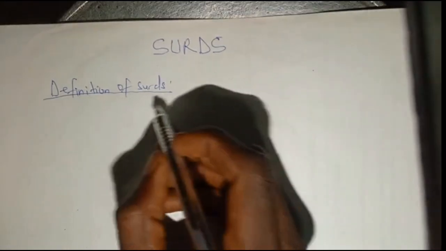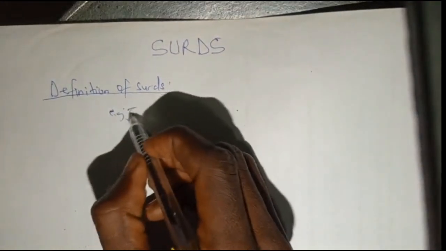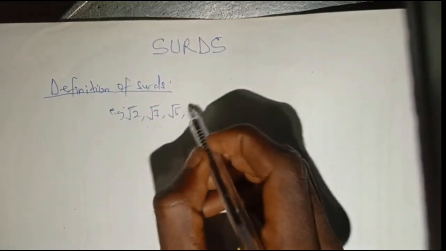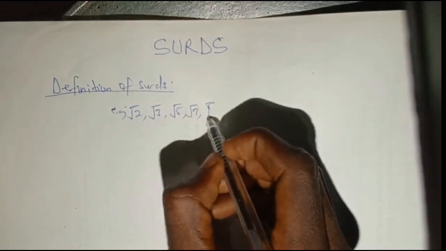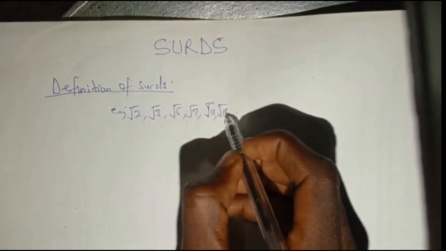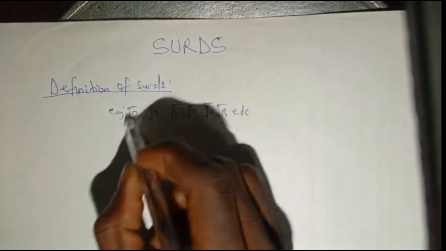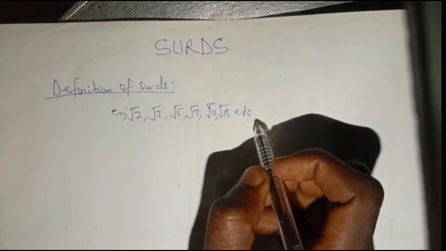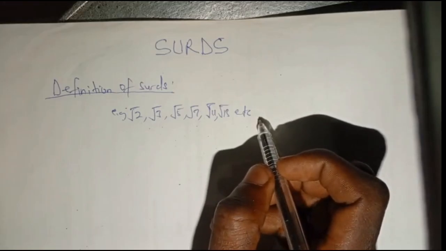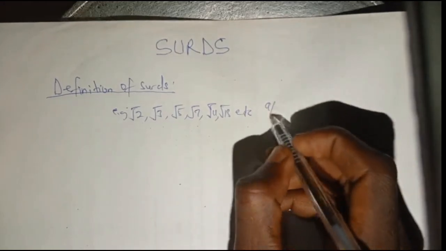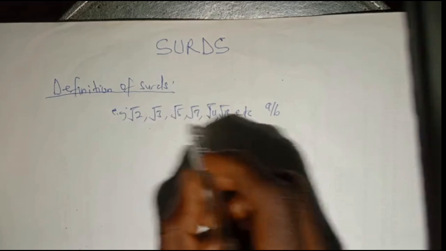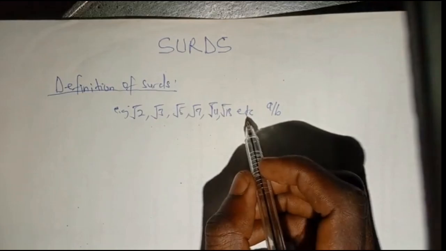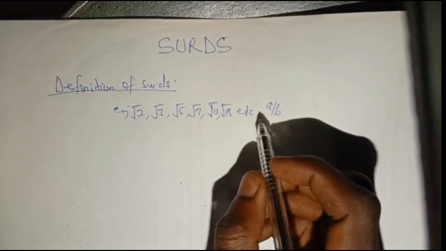Examples of these numbers are, for instance, root 2, root 3, root 5, root 7, root 11, root 13, etc. If you look at these numbers, they cannot be expressed exactly as a fraction in the form of a over b. These numbers are non-terminating and non-recurring decimals, meaning they continue forever without a pattern.